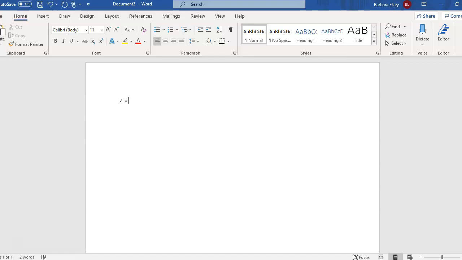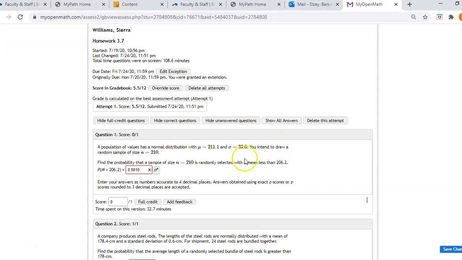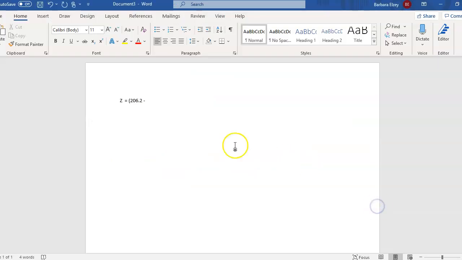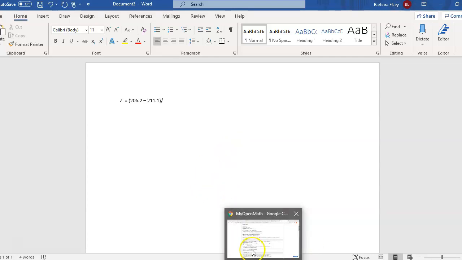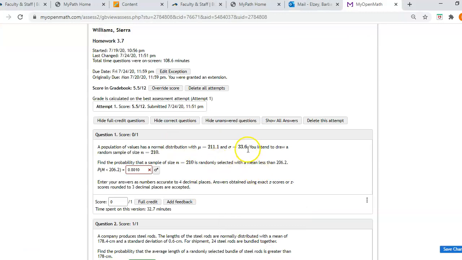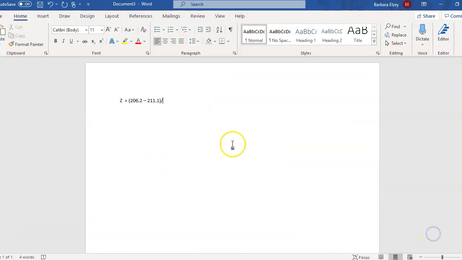Z is 206.2 first, and then we want the population mean next. So that's going to be 211.1, and that's divided by sigma divided by the square root of our sample size. So for us, 33.6 divided by the square root of 210.